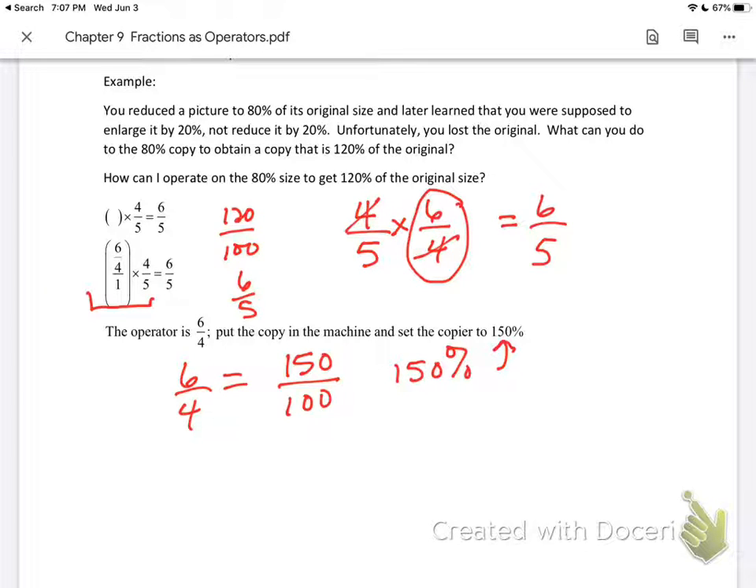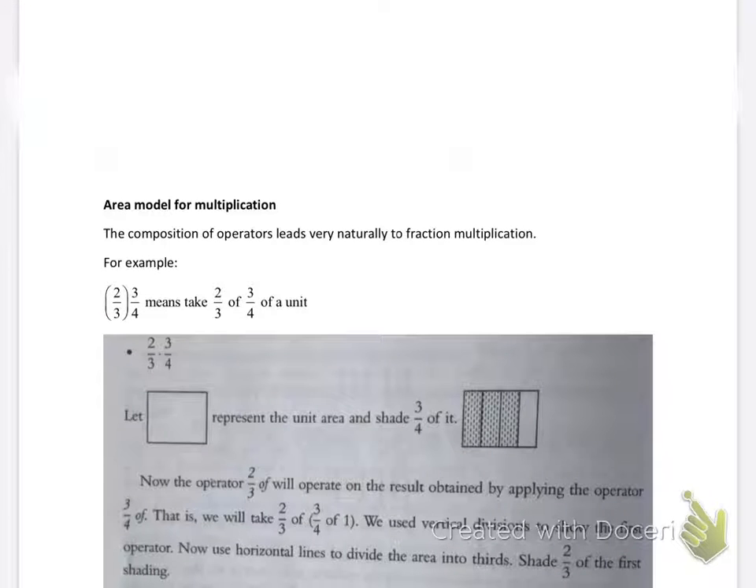That's what you're going to put on your copy machine to get the original back. Okay, so let's go on to the next page. Okay, area model for multiplication. The composition of operators leads very naturally to fraction multiplication. For example, 2/3 of 3/4 means take 2/3 of 3/4 of a unit.